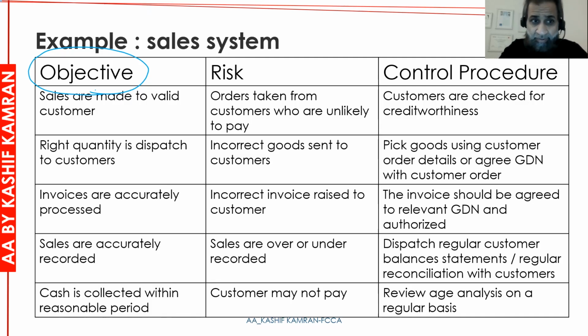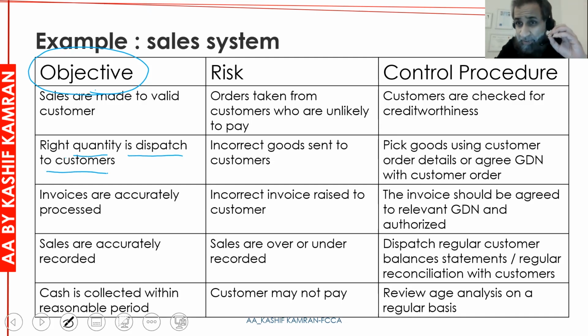My second objective is the right quantity is dispatched to customers. I'm dispatching the right quantity to customers. If a customer has ordered 100, he's not getting 1,000. If the customer has ordered 100, he's not getting 10. He's getting the right quantity. My third objective of a sales system is invoices are accurately processed. If I need to raise an invoice of $1,000 to a customer, I'm not raising an invoice of $10,000 to a customer. The customer might get irritated and you might lose your customer. So putting the right invoice to the right customer.